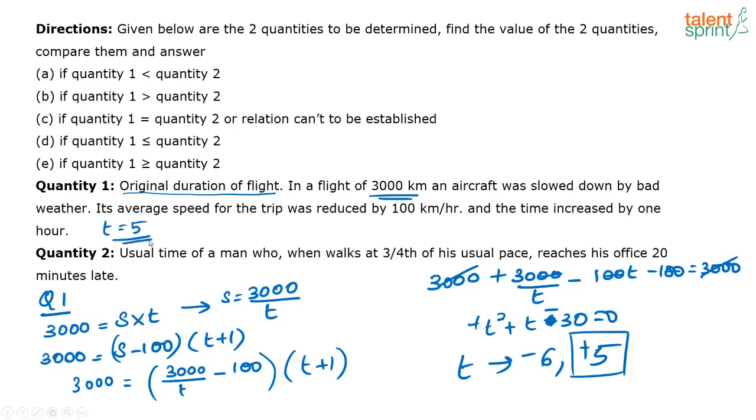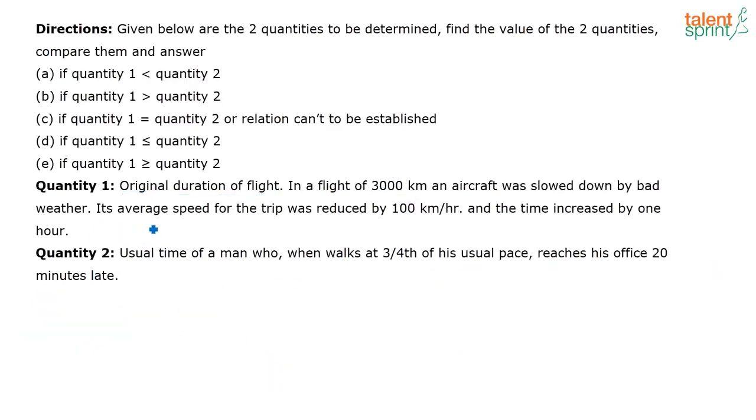Now let us look at quantity 2. Okay, now let me just erase this and we will find out quantity 2. So I hope you understood. We got t is equal to 5 here. Now what is quantity 2 asking? Usual time of a man who, when walks at 3/4 of his usual pace, reaches his office 20 minutes late.